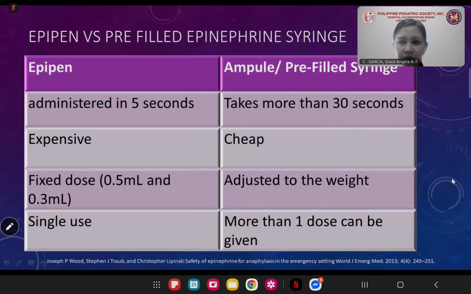So for the ampule or pre-filled syringe, it takes more than 30 seconds to prepare, although it is cheaper, around 150 pesos per vial or ampule, and it can be adjusted to the weight of the patient, and more than one dose can be given because it contains 1 ml.